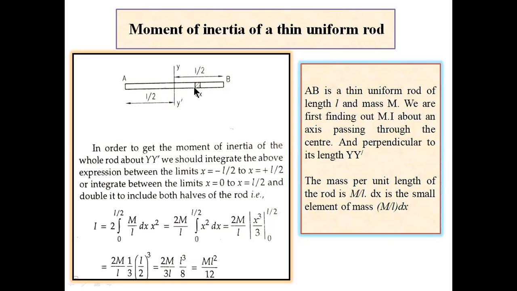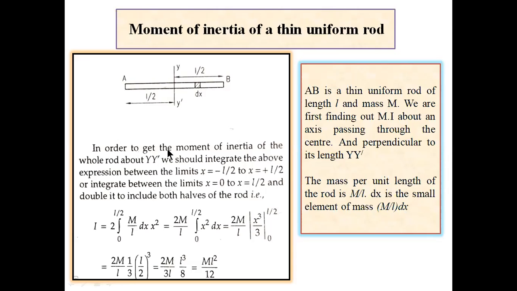And if we consider a small length dx, then dx is the small element and it has mass equal to what? M by L into dx. M by L is the mass per unit length. So for dx length, the mass is M by L into dx.